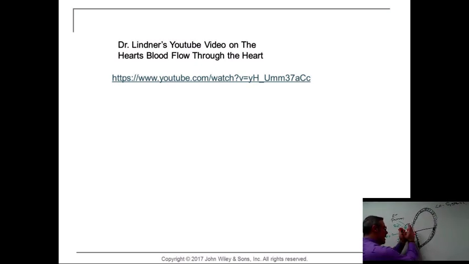As the blood pumps up, this valve is now forced shut. That's what gives you the lub sound, lub-dub, lub-dub. It's the closure of that tricuspid valve. As that valve shuts, this valve opens, and blood is now pushed upward through the pulmonary trunk.